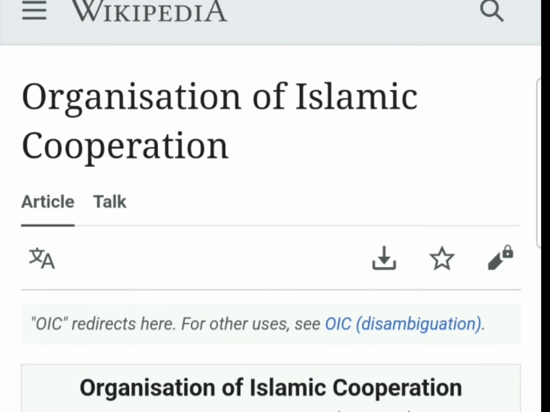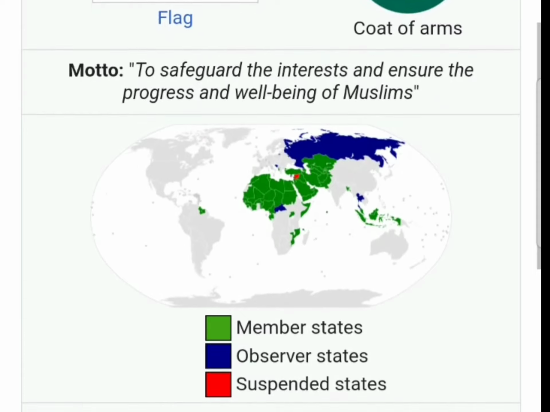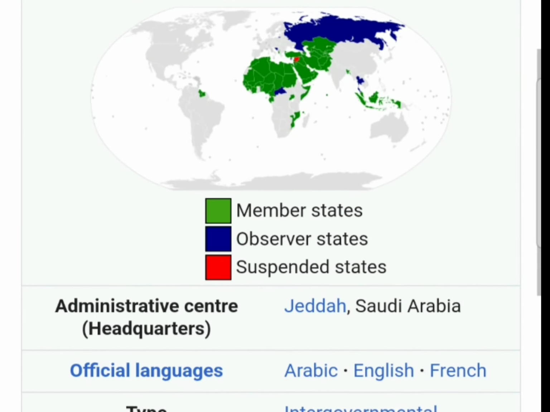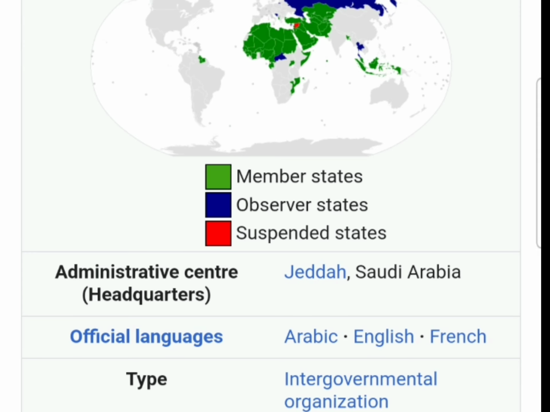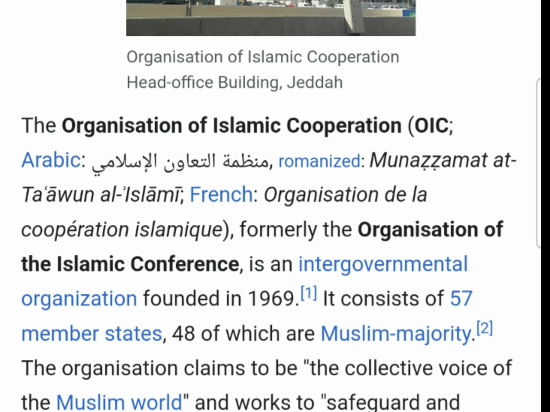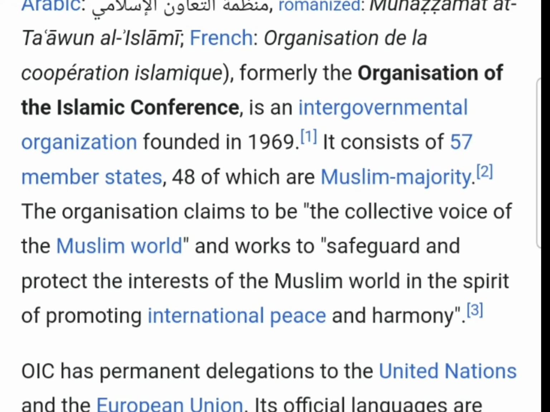Pakistan is also a strong member of OIC, Organization of Islamic Cooperation. You can see the map on this world map. The member states, observer states, and suspended. OIC is an intergovernmental organization founded in 1969. It consists of 57 member states, 48 of which are Muslim majorities.